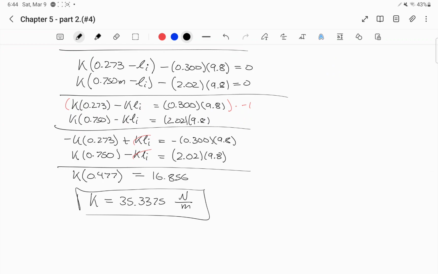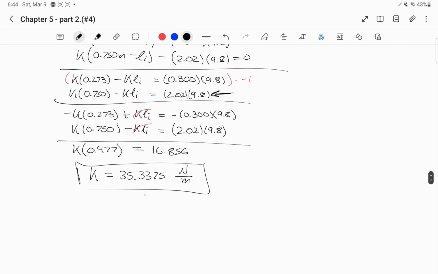So I am going to choose this bottom one right here. And plugging that in, we would have 35.3375 times 0.750 minus 35.3375 times L initial is equal to 2.02 times 9.8.